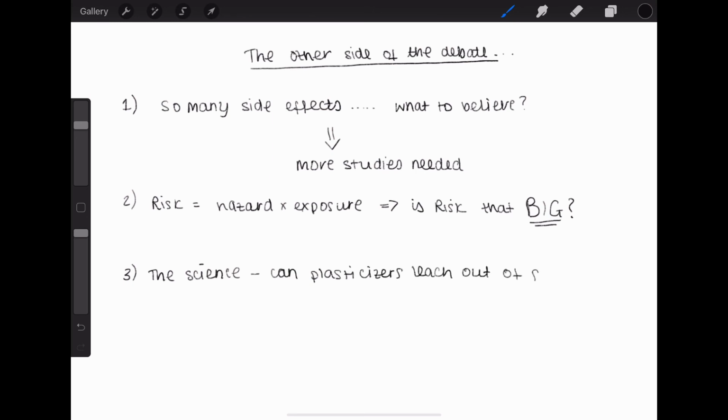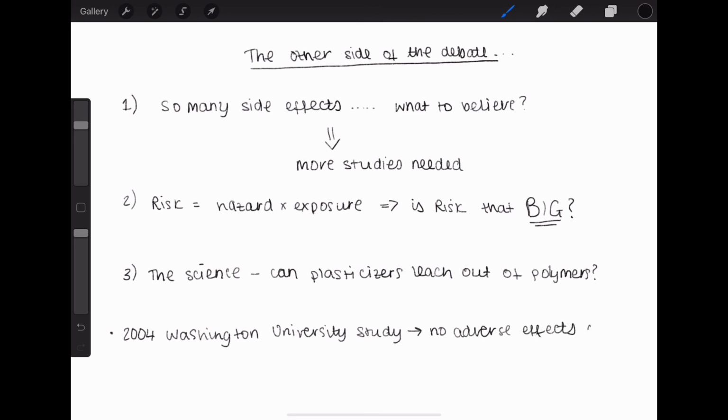Other scientists take the standpoint that plasticizers shouldn't even be able to leach out of the polymer, as they are secured within the matrix and could only be removed from the product if it was experiencing very harsh external conditions or very abrasive cleaning solvents were being used on it. In 2004, a study at the Washington University even went on to conclude that plasticizers cause no adverse effects at all in adolescents. This is completely going against the studies mentioned previously.